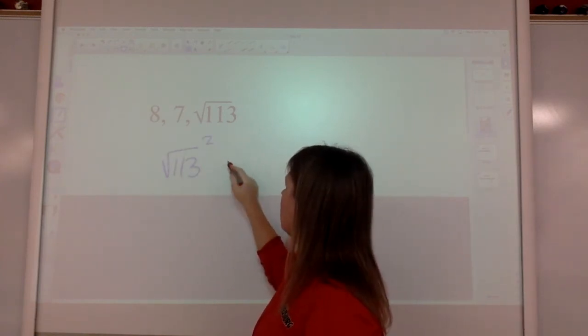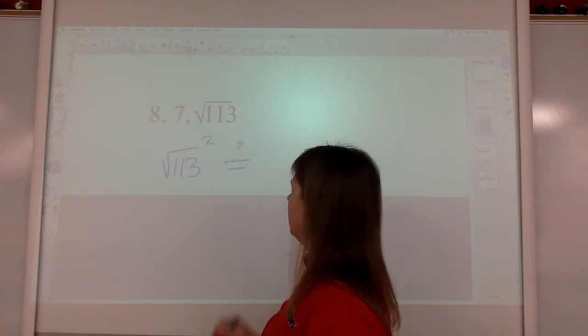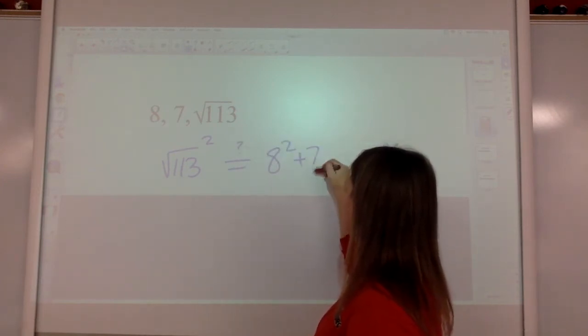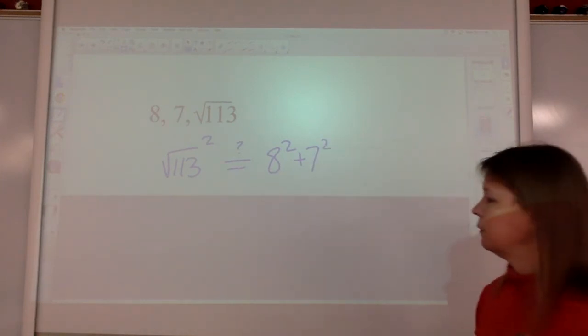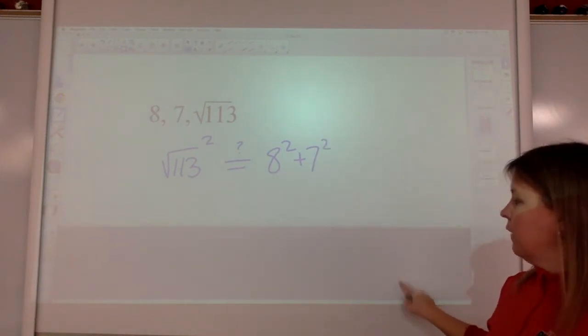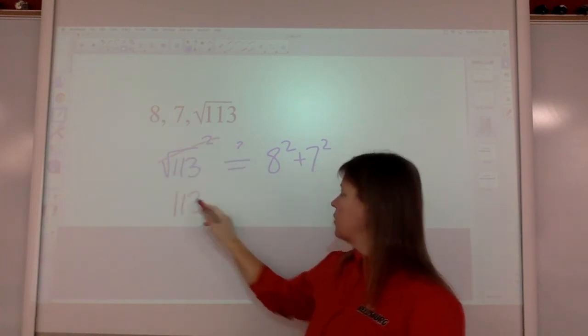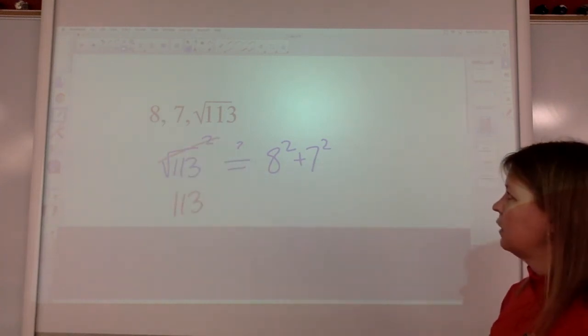And I want to know, is c squared equal to, greater than, or less than a squared plus b squared? Order of these two doesn't matter. Okay, if I square root 113 squared, a square and a square root are inverses of each other.